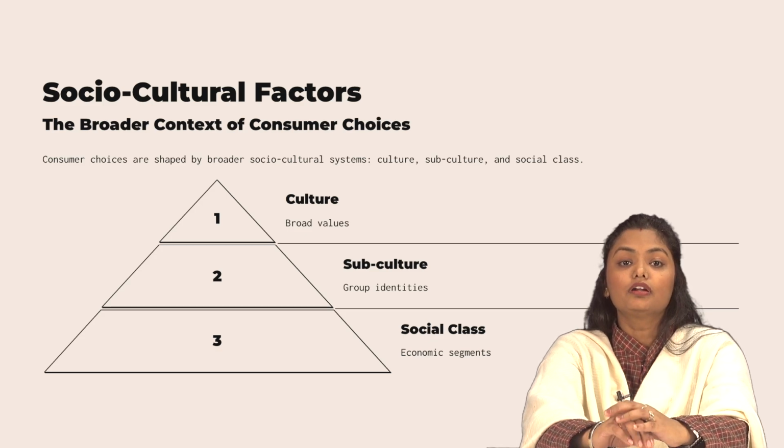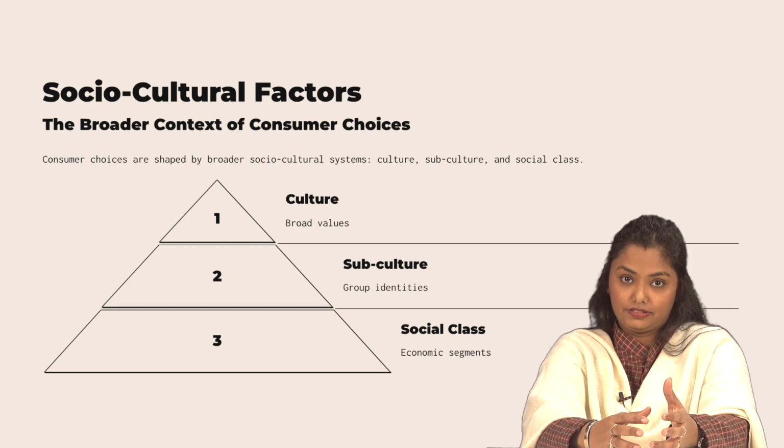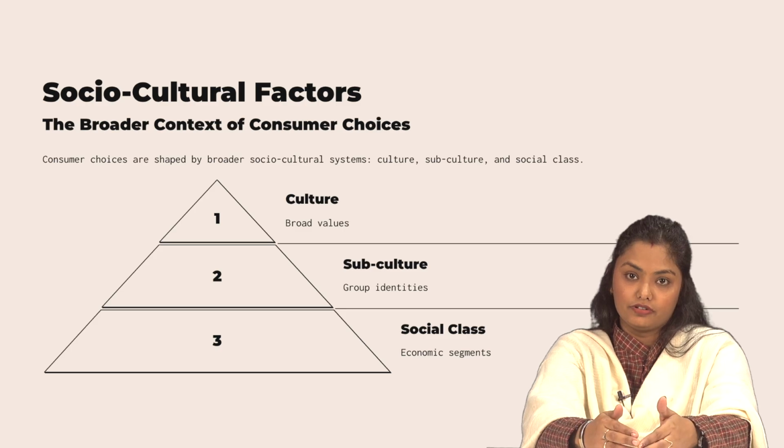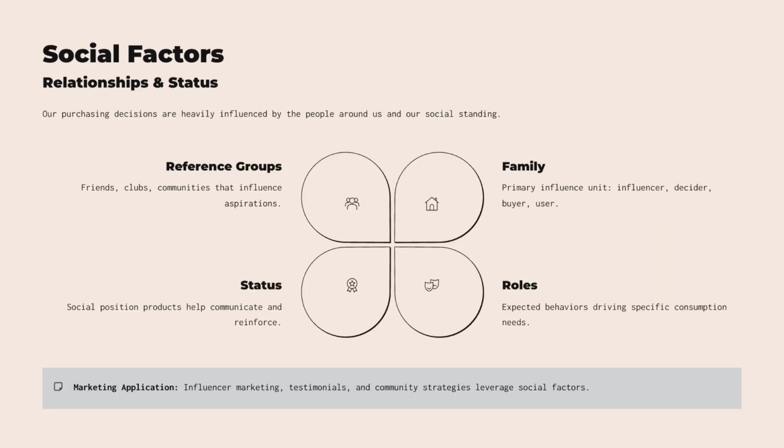Next is social class, which refers to society's relatively permanent and ordered divisions. Members of a social class share similar values, interests and behaviors determined by their occupations, income and education. Next are social factors, which involve direct interaction with others. Here the first one is group, which refers to two or more individuals interacting to accomplish a goal. A person's behavior is heavily influenced by reference groups such as friends, neighbors, and religious groups.